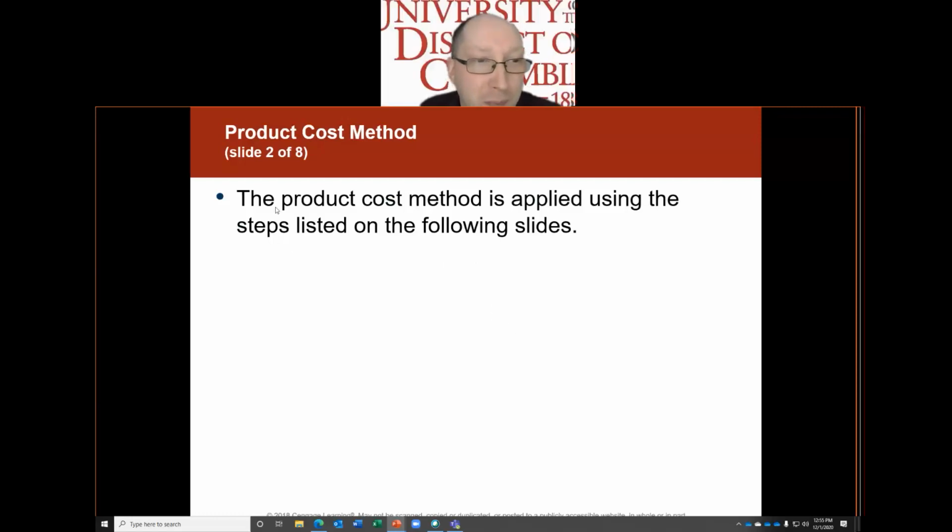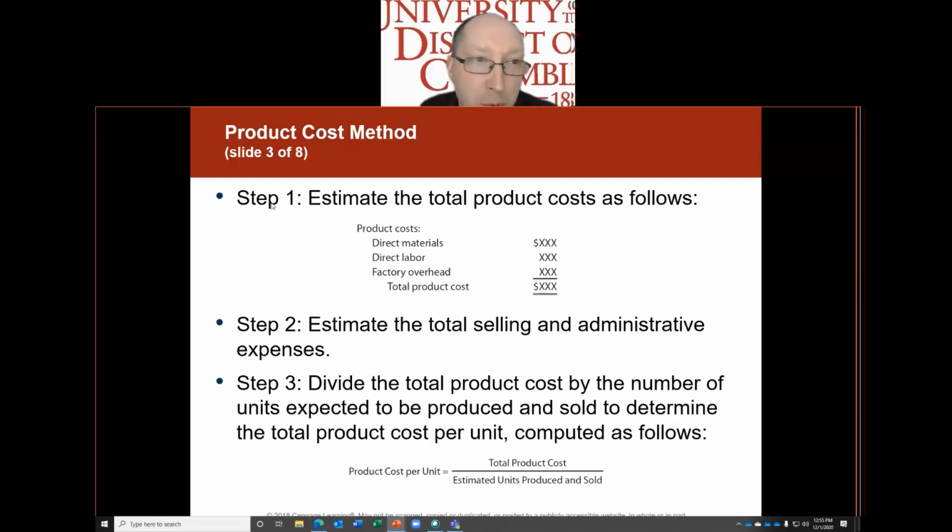So the product cost method is applied using the following steps. Step 1, I estimate the total product cost as follows. Direct materials plus direct labor plus factory overhead equals total product cost. Step 2, I estimate my total selling administrative expenses. Step 3, I divide the total product cost by the number of units I expect to be produced and sold during the period.